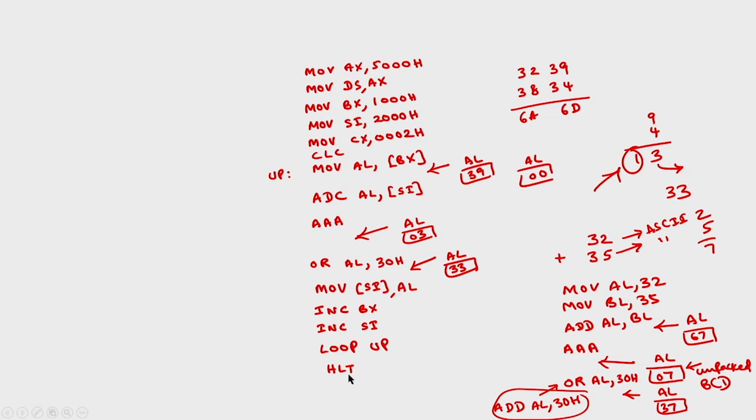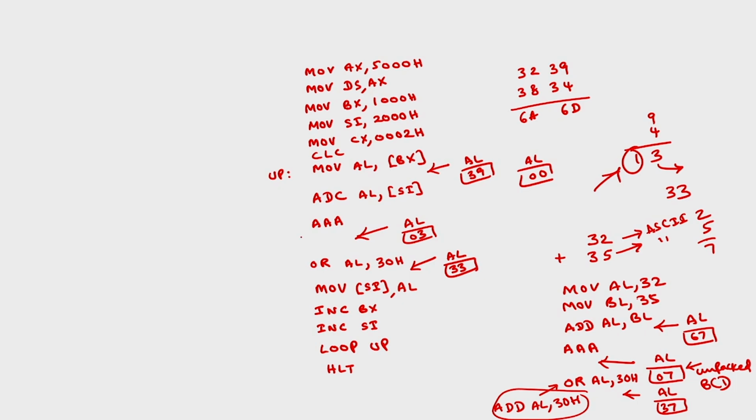This is the program for ASCII addition. Mainly these two programs will demonstrate the functions of DAA and AAA. These are two important instructions, because a layman understands only decimal digits. That is why he will expect the result also in decimal.